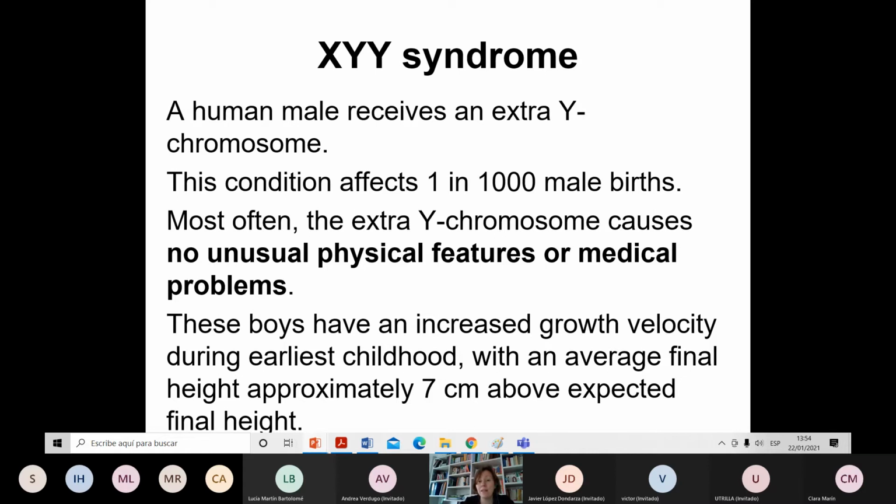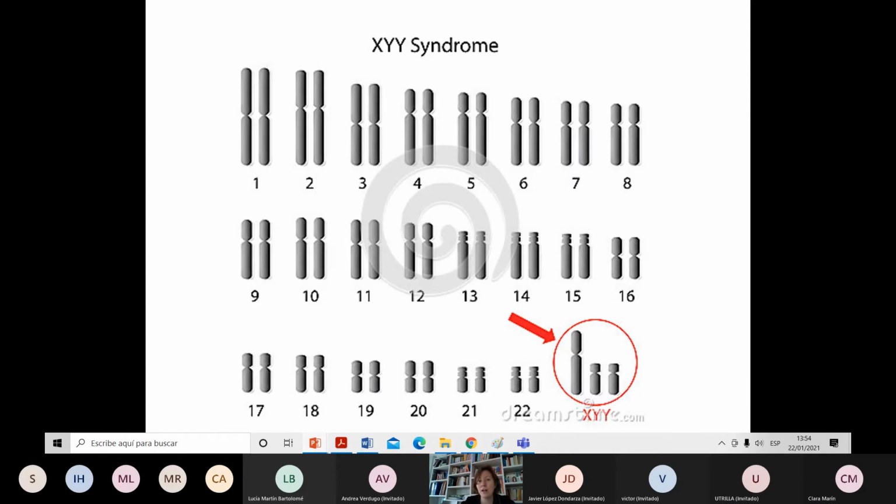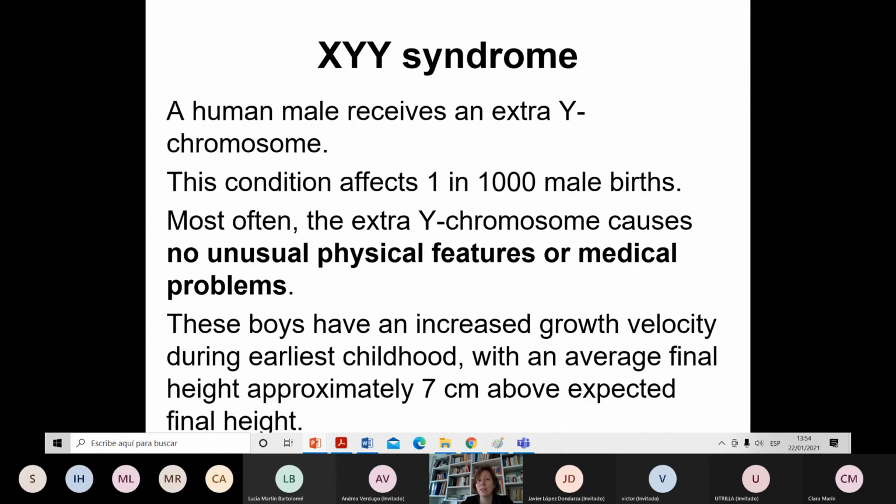But in this case, it's even less dangerous because most of them do not show any physical difference or any medical problem. That's why I don't have a picture for this one. I just have the karyogram, but there's no picture representing XYY because there's no physical difference. They could be a little bit taller than the average, as we said with Superwoman. XYY, they could as well be a little bit taller than the average, but that's it.